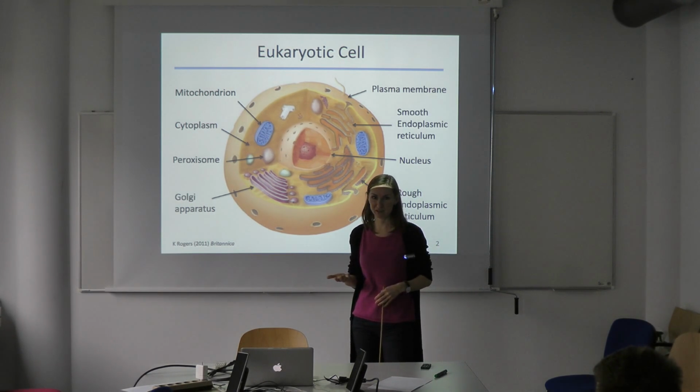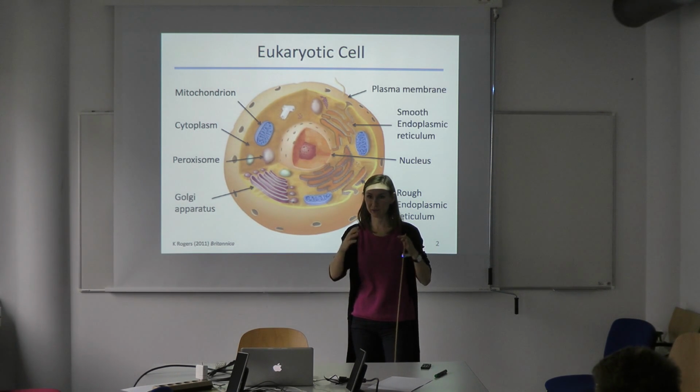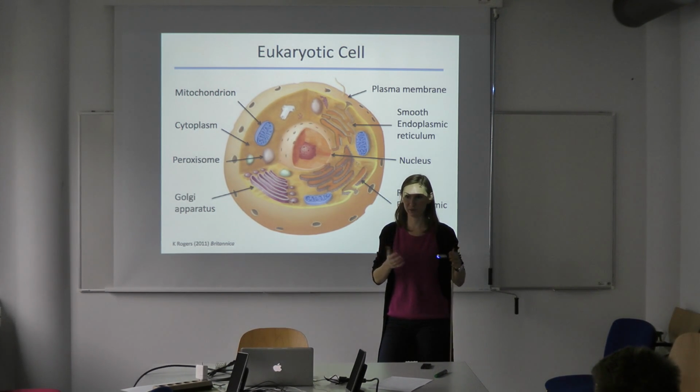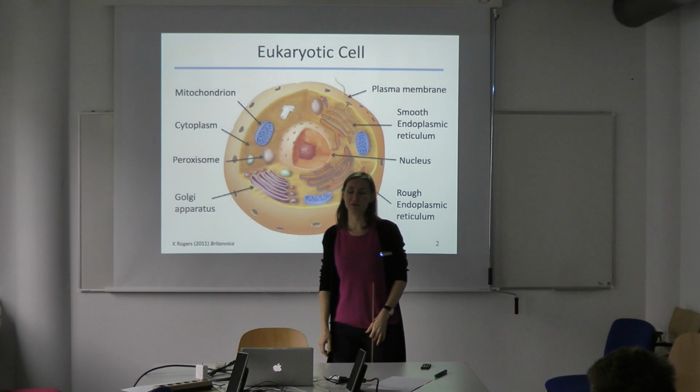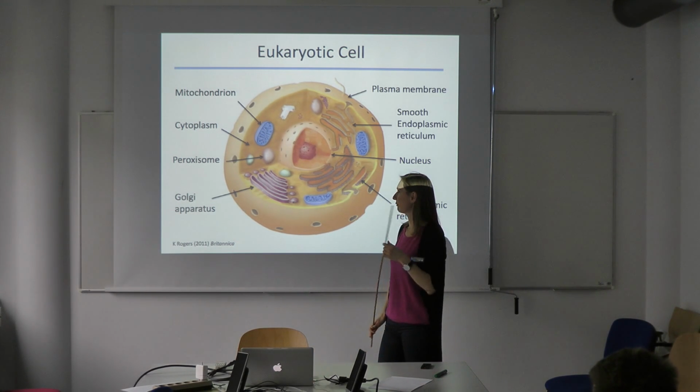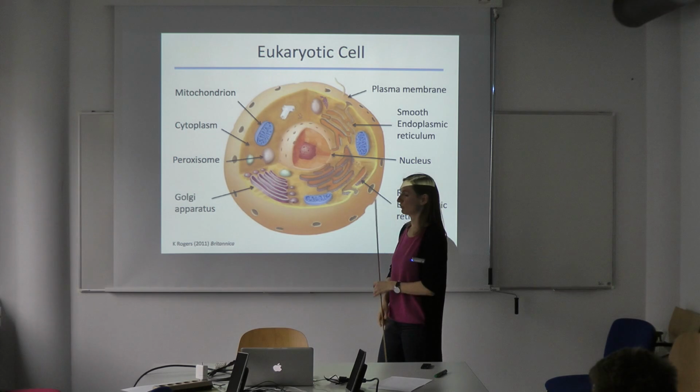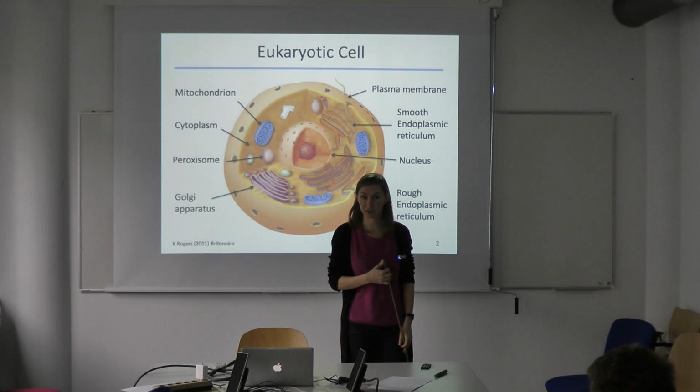So if you remember this GO tree, then localization is like a third of the tree. This is one of the three hierarchies of Gene Ontology. Okay, so in the eukaryotic cell, we have different compartments. Each compartment performs its own cellular function.